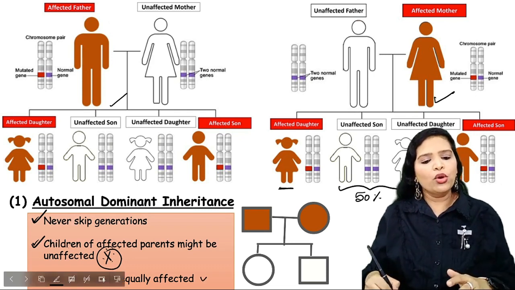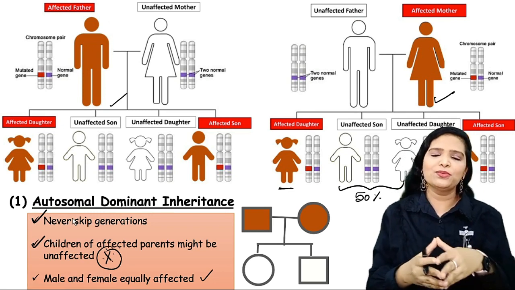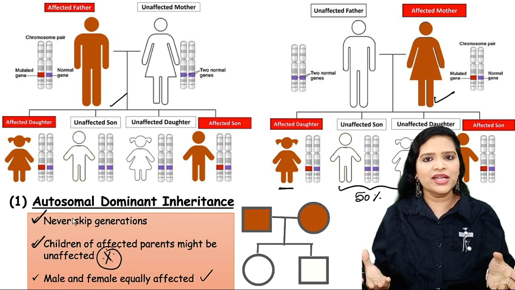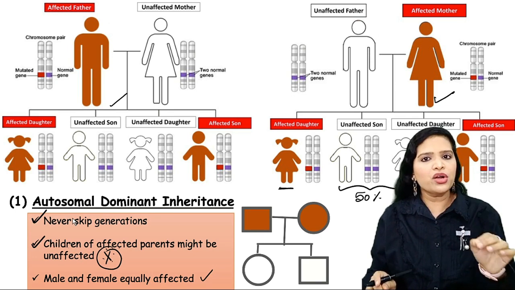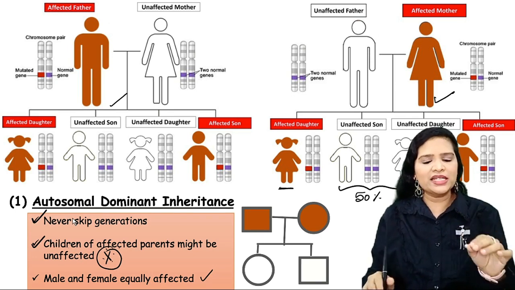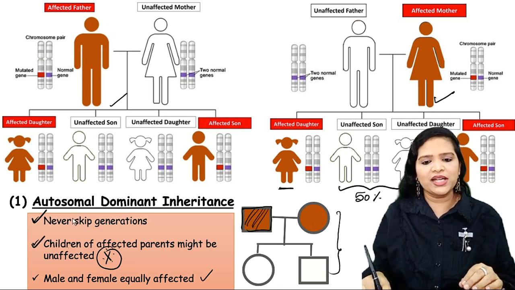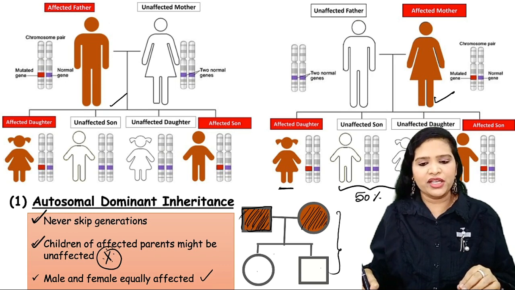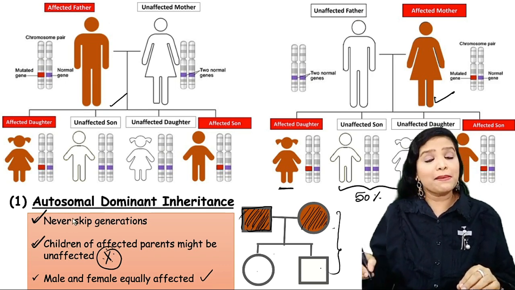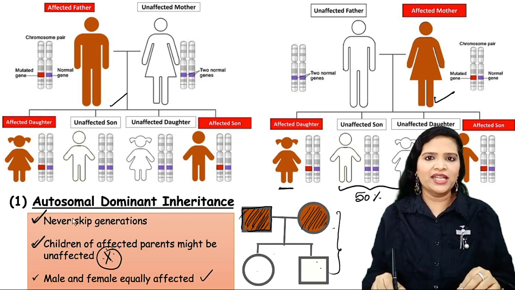Both male and female are equally affected because these genes are present on the autosomes. Both male and female have the same autosomes, right? Same genes are present. There is no difference. So both sexes are equally affected. If you draw a pedigree chart for an autosomal dominant disorder, it will be like this. This is a father who is affected, that's why it is shaded. Mother, if affected, will be shaded, but the kids will be unaffected. So children of affected parents might be unaffected. This is an important rule for autosomal dominant inheritance.